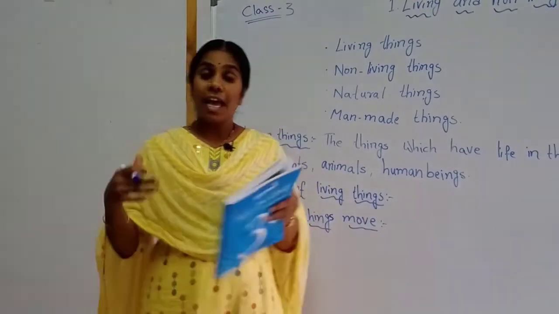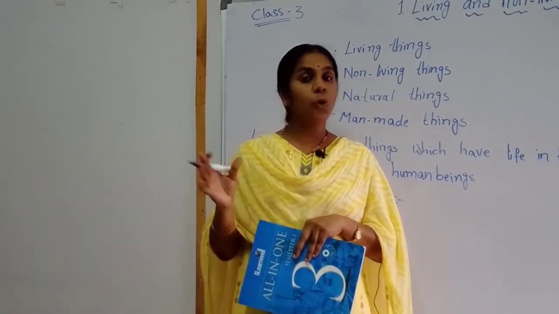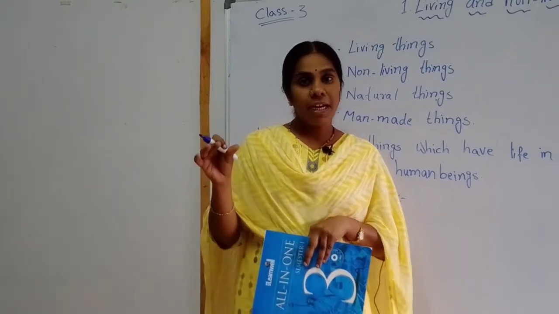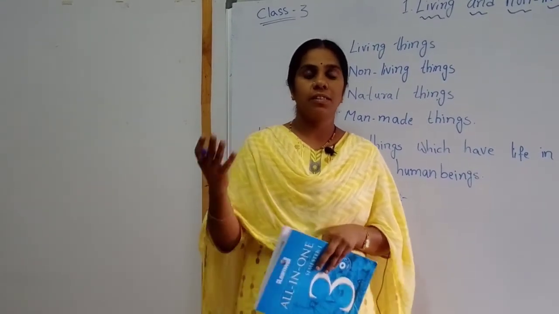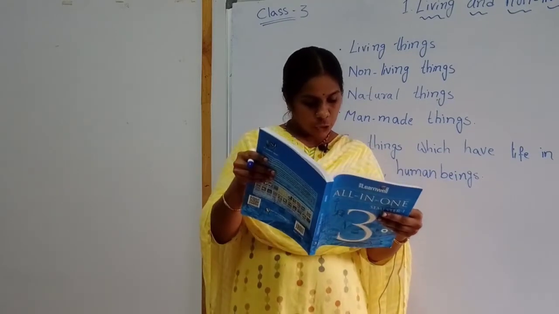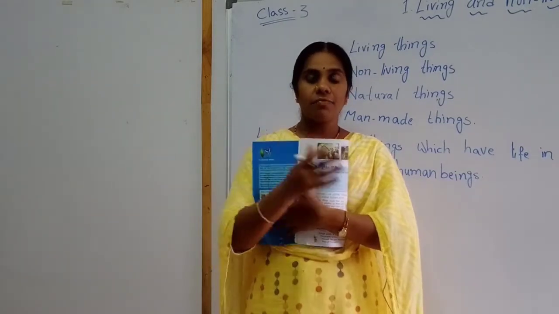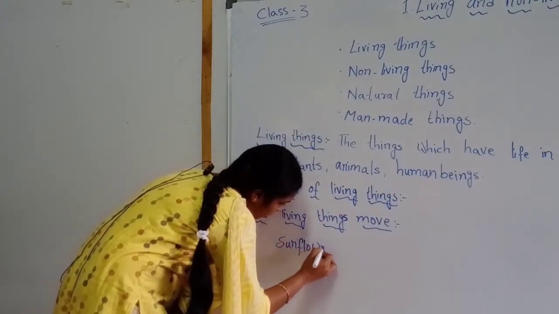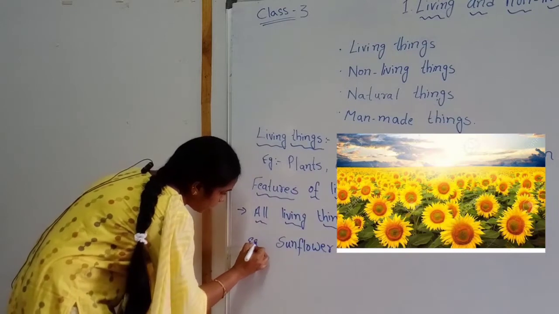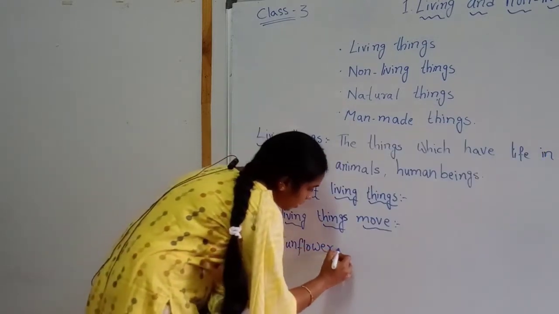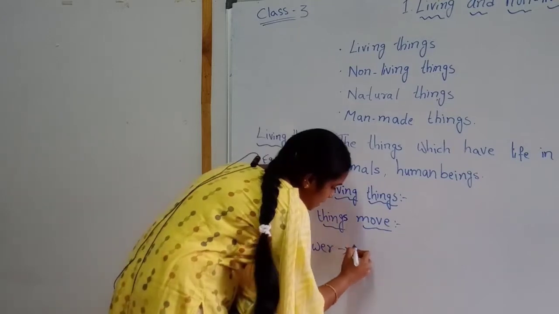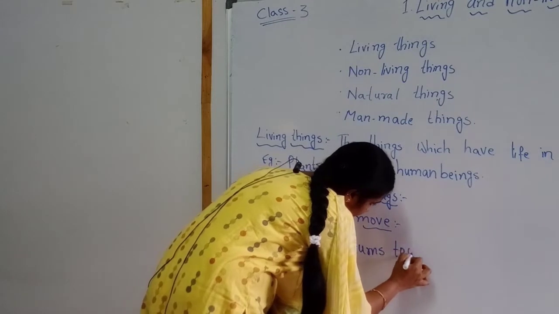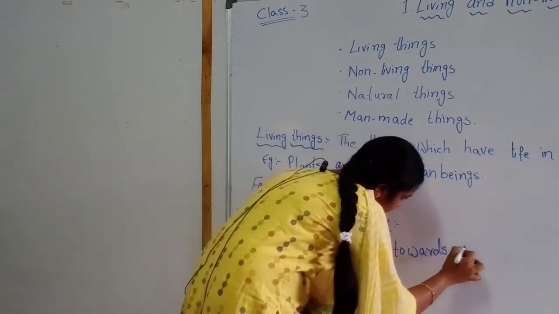Can the plants move from one place to another? No, they cannot move. They are fixed at one place. But they show movement of their parts. For example, sunflower. Sunflower moves towards the sunlight. It turns towards the sunlight.